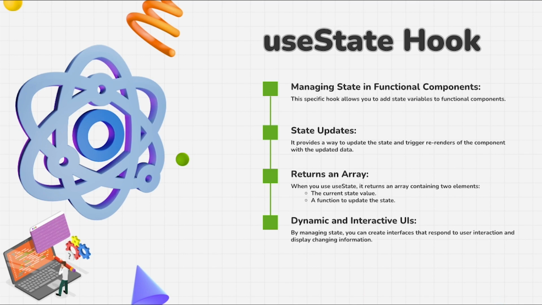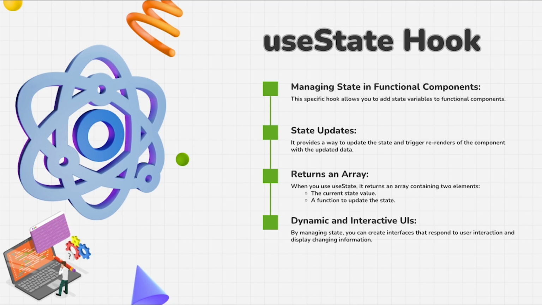The useState hook is a built-in React hook that allows you to add state to functional components. It takes an initial value for the state as an argument and then returns an array containing two elements. The first is the current state, which is the current value of the state variable. You can access and use this value within your component's JSX to display information or perform calculations. The second one is the state update function, which allows you to update the state value.